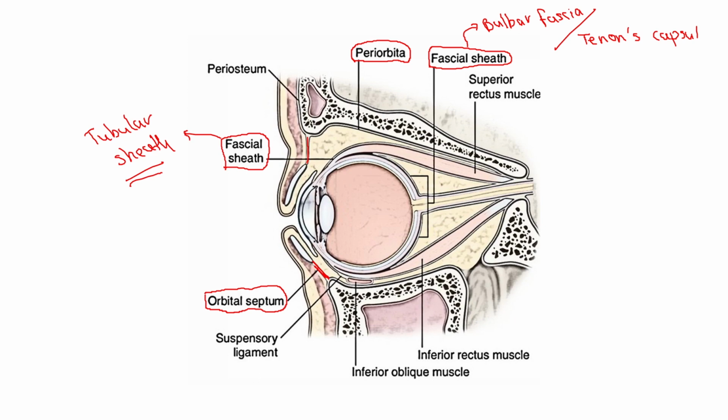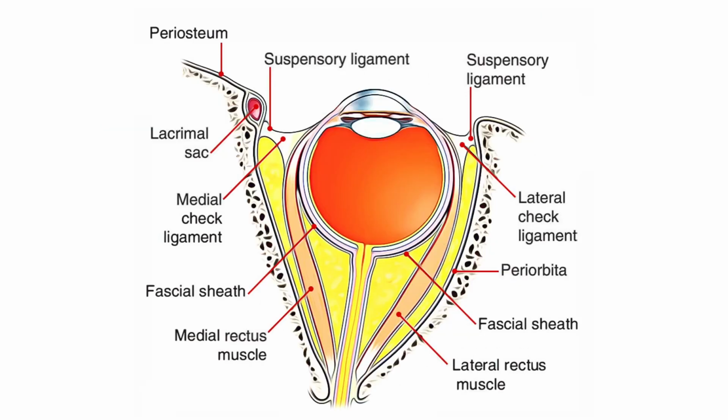So other structures within the orbit include the orbital fat, as I mentioned, and the extraocular muscles, and there are a couple of structures you can't see within this illustration. I'll just mention them briefly and point them out in the next one. We have the lacrimal apparatus, the trochlea, neurovascular structures, and the ciliary ganglion. Now in this illustration, you can see one of the lacrimal apparatus structures, the lacrimal sac. We'll cover the lacrimal apparatus in a different video.